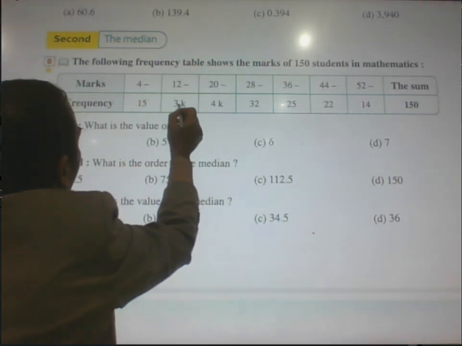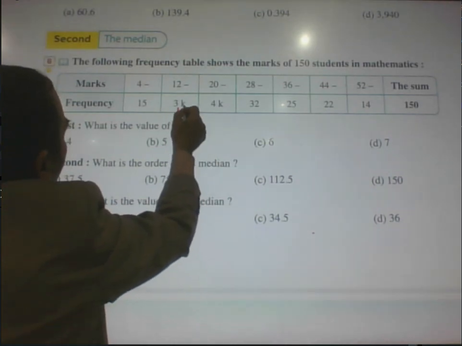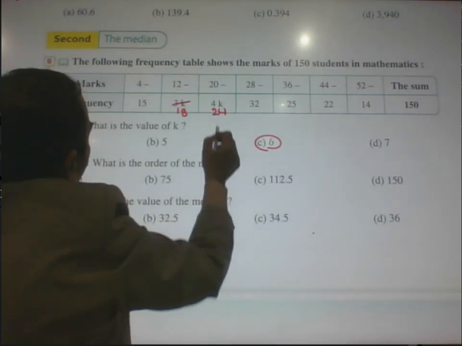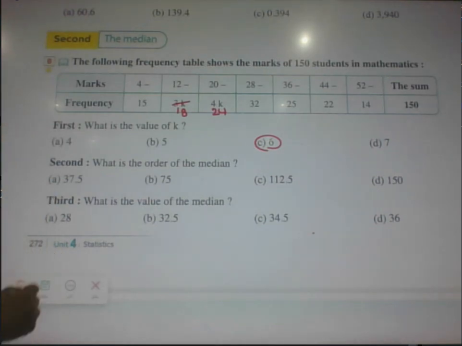Then 3 times 6 equal 18. The value here equal 18. And 4 times 6 equal 24. Okay, my students, second question here. What is the order of the median? We want to find the order of the median.